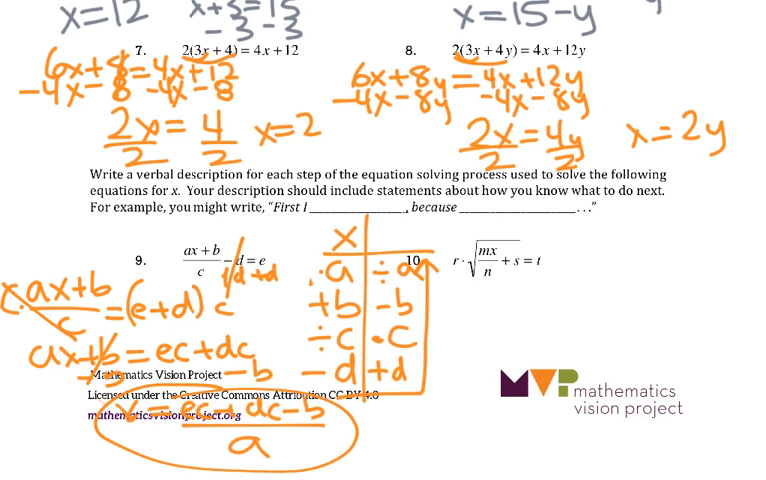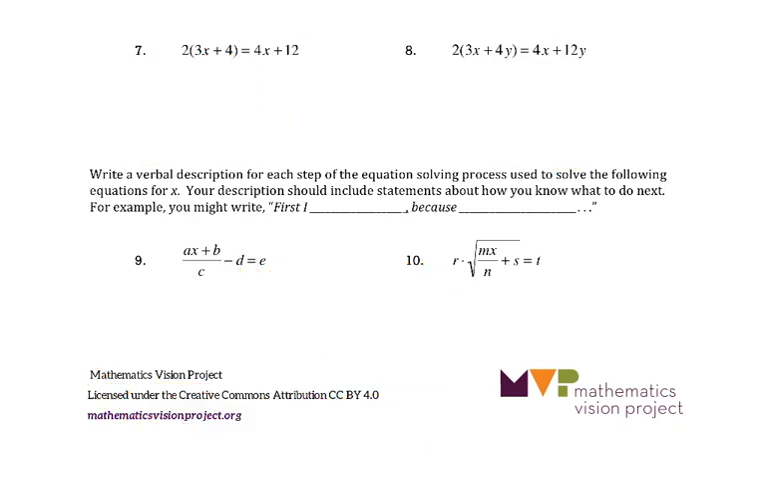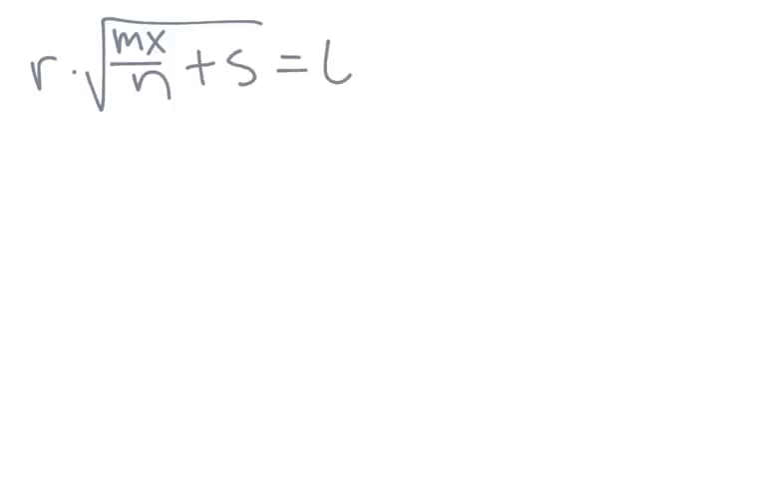We know to do these because we go in reverse order, and that's how we undo what's been done to x. So 10, same idea. Let's take this and rewrite it. Again, what's happened to x?